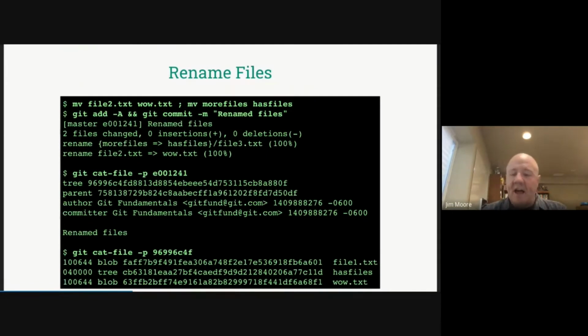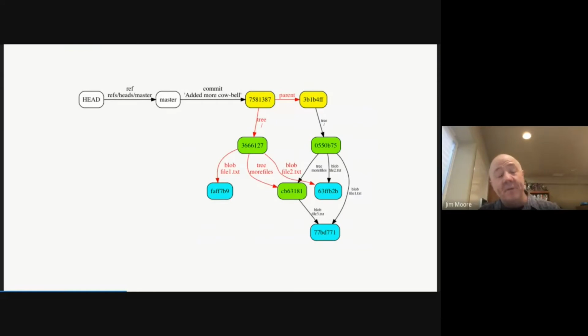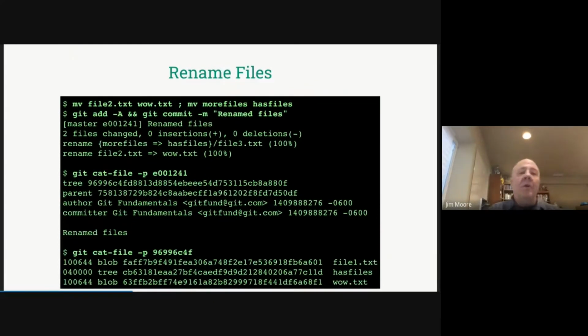Renaming the files. I will just point out that you have the slides, so you can go back through this at your leisure because it's going to get even more complicated. We're going to rename some files. So we're going to rename file 2 to while.txt, rename the subdirectory from more files to has files, and we're going to create a new commit that does nothing but say, hey, I renamed these files.